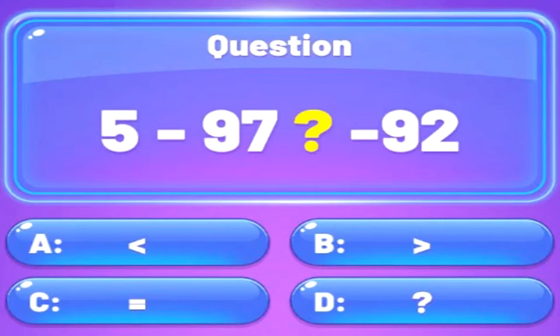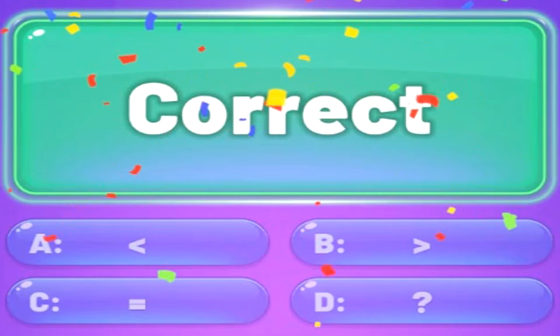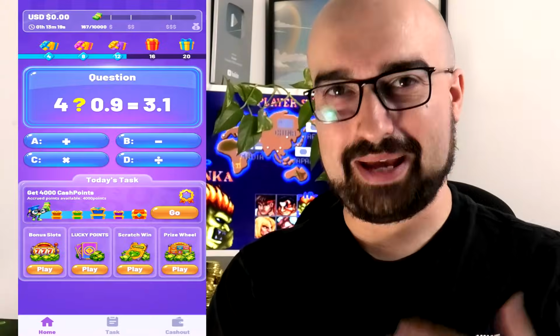Now, underneath the balance as well, you're going to find your actual little prize area, which you make progression on every time you answer a correct math question. So here we obviously have 5 minus 97, which then has a question mark to minus 92. So if we go equals, you can see it's correct. And you can imagine that on repeat over and over again.